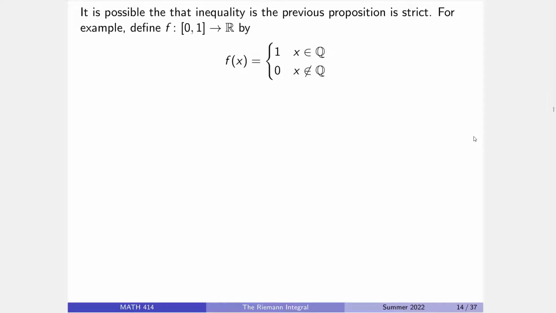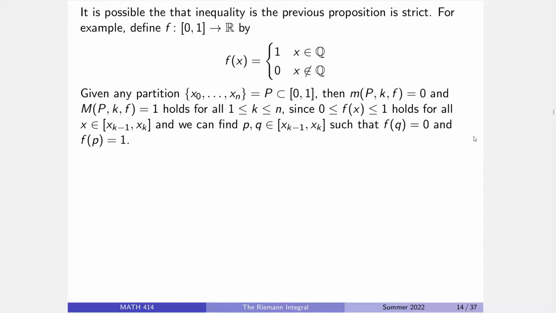Okay. Now, if you think about this function, you think about trying to stuff rectangles under it, you immediately go, oh boy, that's not really going to work very well, is it? And indeed, it doesn't. So for any partition, the infimum of the function on the k-th subinterval is always going to equal 0, because we can always find an irrational number between any two real numbers, so it will spit out 0, and 0 is obviously a lower bound. And likewise, the supremum will always be equal to 1, because in between any of these we can find a rational, so it spits out 1 somewhere.